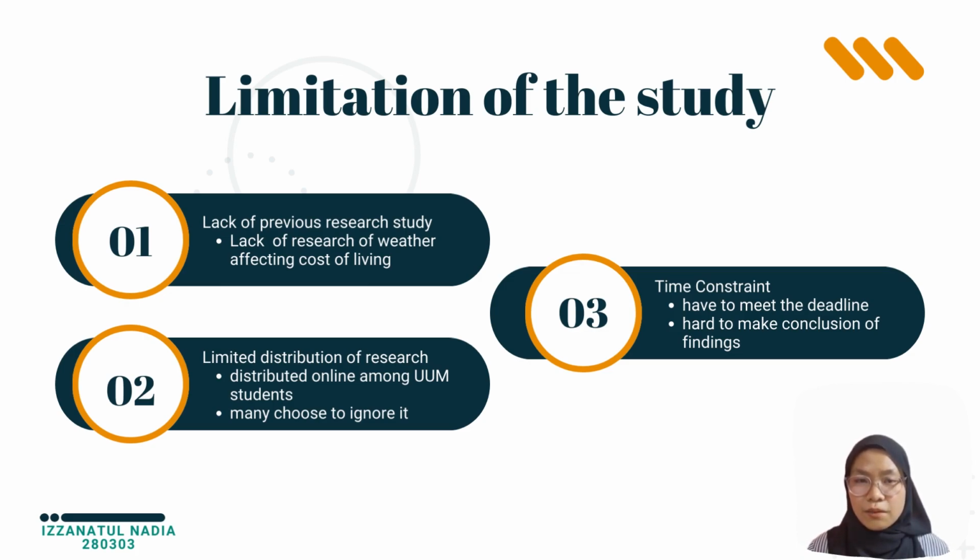The last one is time constraint. This research also has a time constraint as it needs to be submitted within the deadline. Thus, we don't have enough respondents for this research as we have limited time to collect data. This makes it hard to draw conclusions from the findings as we were unable to achieve 379 respondents.